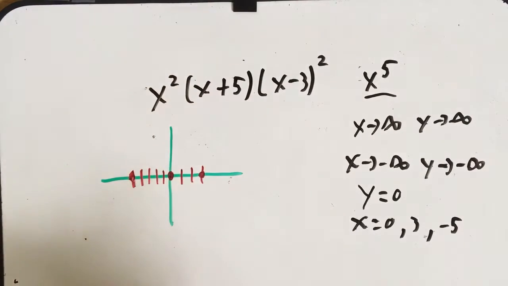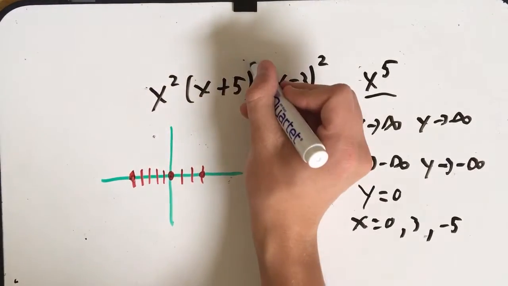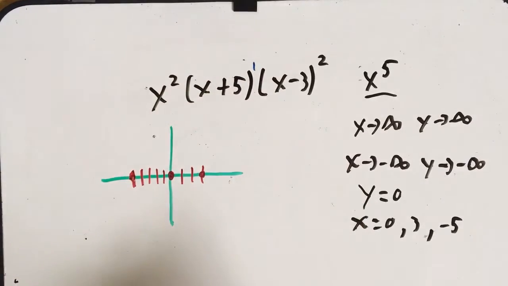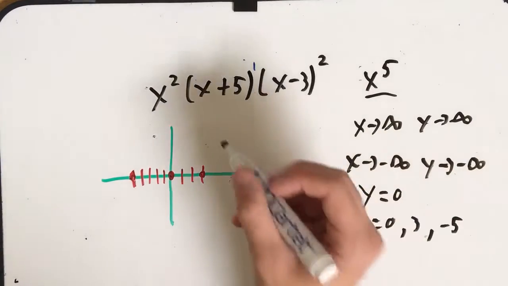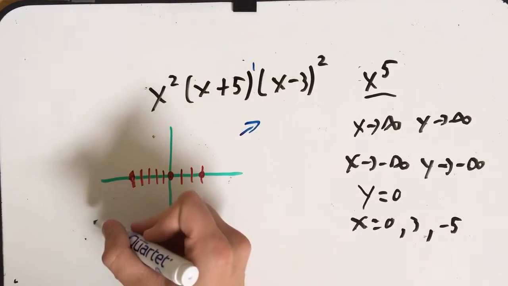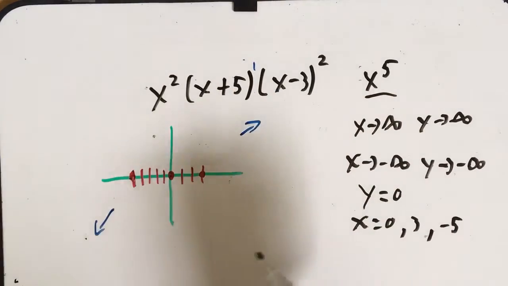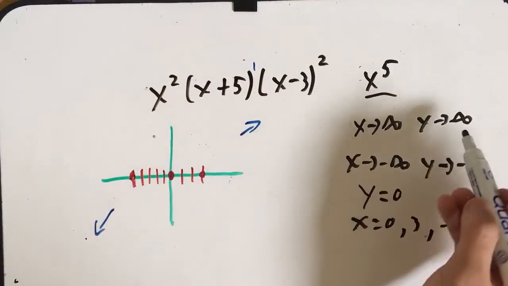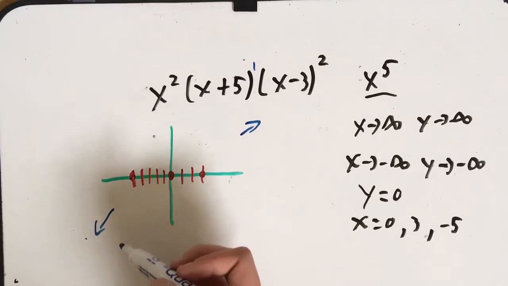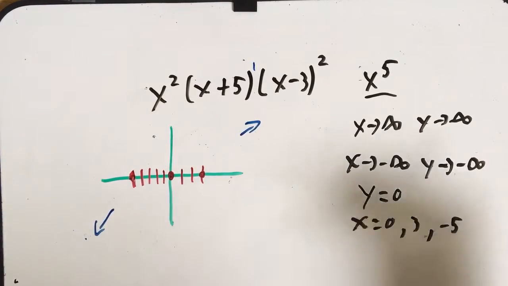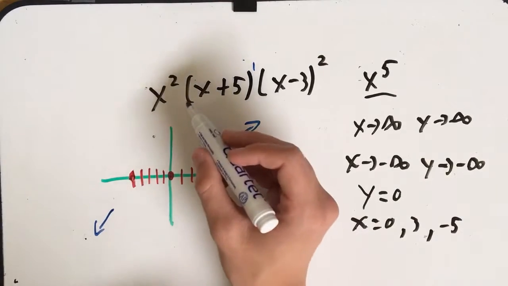So now what we want to do is figure out what's going on up here. So we have an even, an odd, and an even. So let's just do our end behaviors. So we got up here is this way, down here is this way. So that's our end behaviors. As it goes positive, it goes up, and as it goes down to the left, negative, it's going to go down to negative.